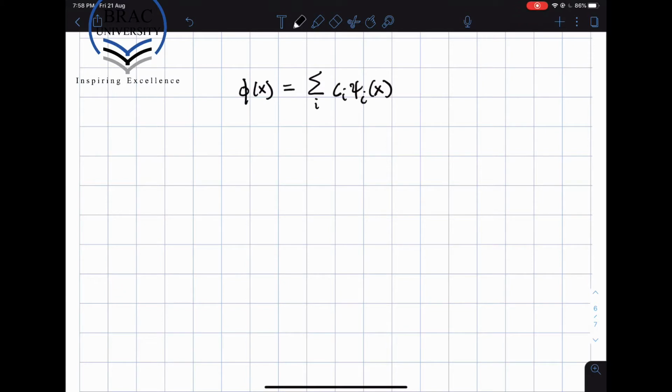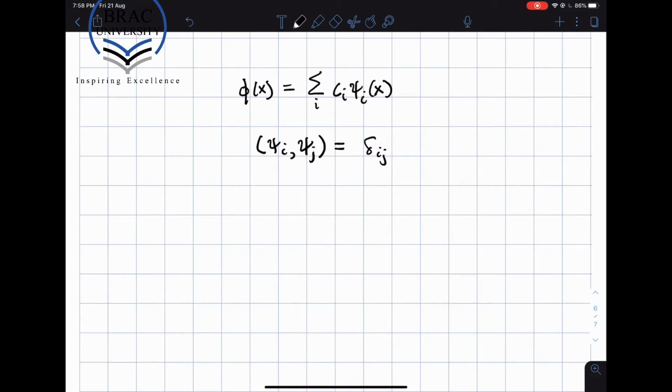Now, remember that we can choose the energy eigenfunctions in such a way that they form an orthonormal set, meaning that their inner product will be given by something like this.